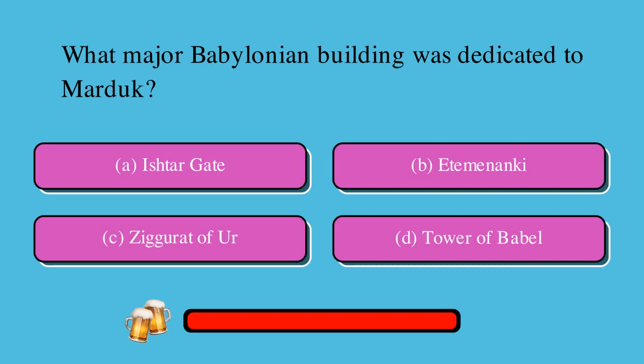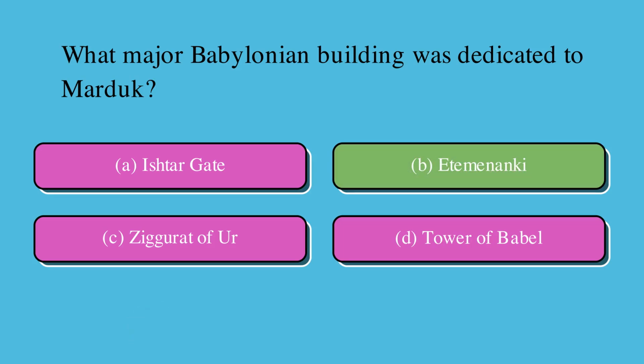What major Babylonian building was dedicated to Marduk? Is it A, Ishtar Gate, B, Etemenanki, C, Ziggurat-Avur, or D, Tower of Babel? The correct answer is B, Etemenanki.